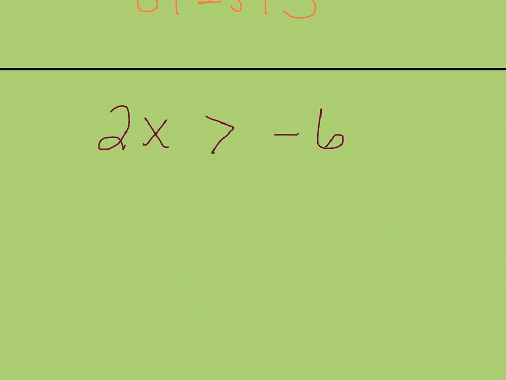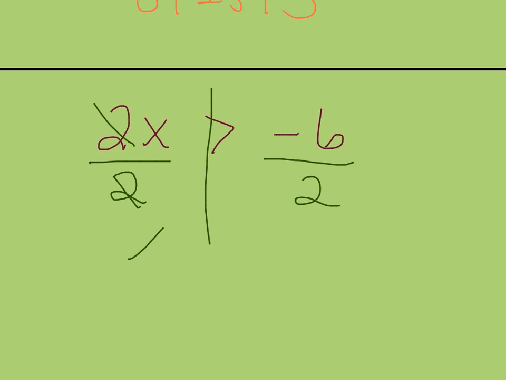Here what I'm going to do is I'm going to get rid of the 2 that's stuck to the x, and I'm going to divide by 2. That cancels that out. I come over here and I divide by 2 here. Here, I'll draw the line for those of you that like that. Leaves me with the x over here, and -6 divided by 2 is -3. Now, if you'll notice, we divided by 2 here and 2 there. Neither one of those are negative numbers. We did not have to divide by a negative, so we do not need to flip the sign. So the sign's still that way.